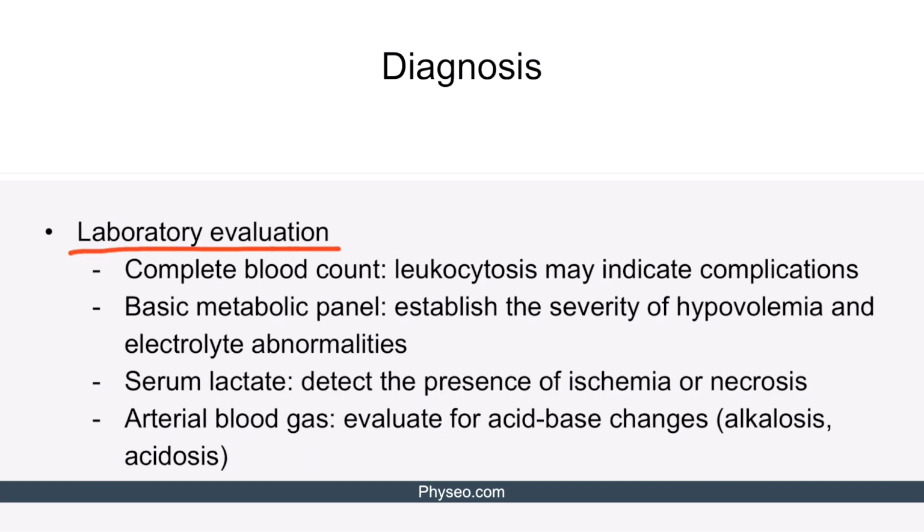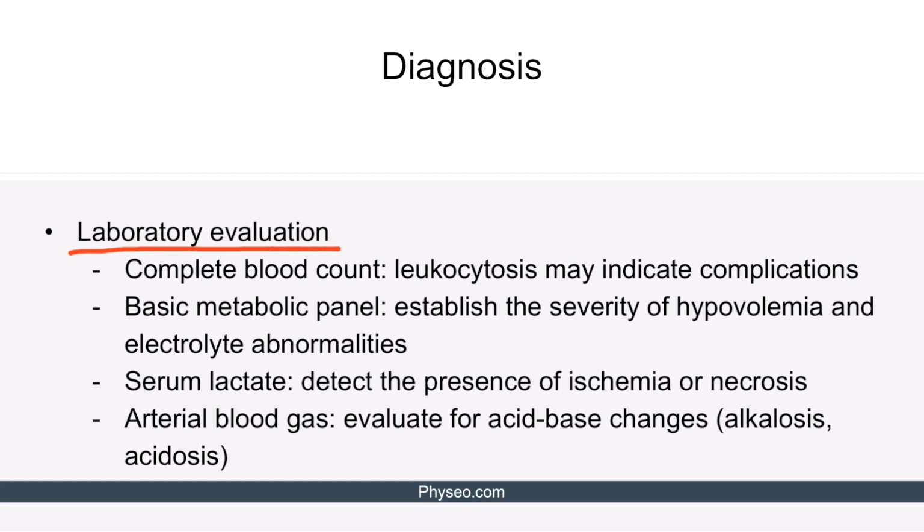The laboratory evaluation for a small bowel obstruction should include a complete blood count, basic metabolic panel, serum lactate, and arterial blood gas. A complete blood count is used to evaluate for leukocytosis, which may be a sign of more severe bowel obstruction with complications such as perforation or necrosis. A basic metabolic panel will help to establish the severity of hypovolemia and electrolyte abnormalities. Serum lactate should be ordered in order to determine if there has been any ischemia.